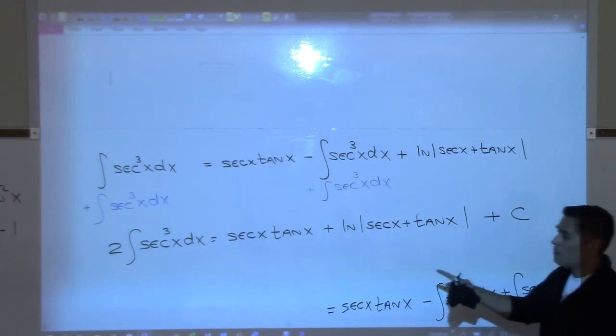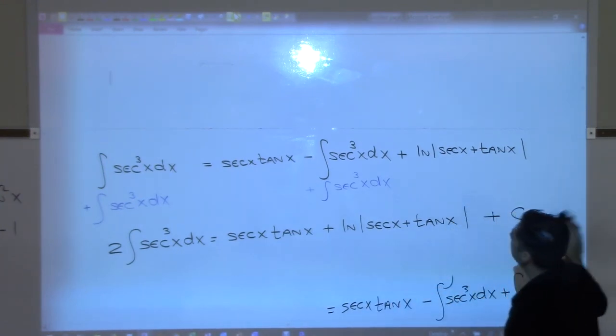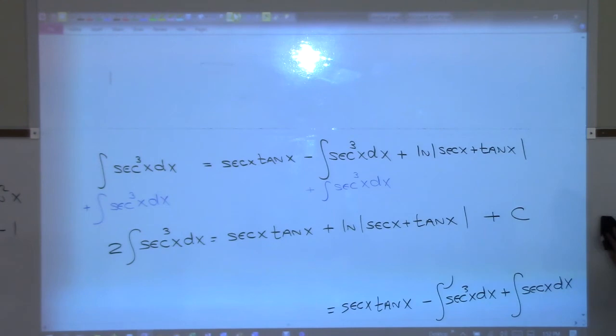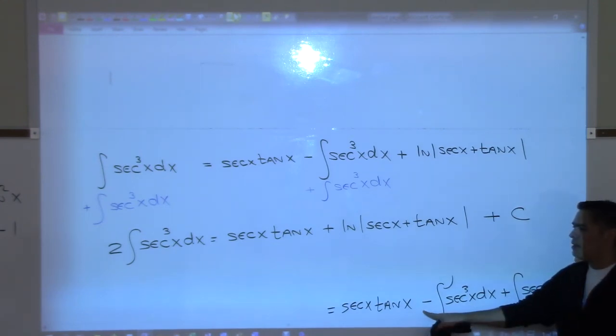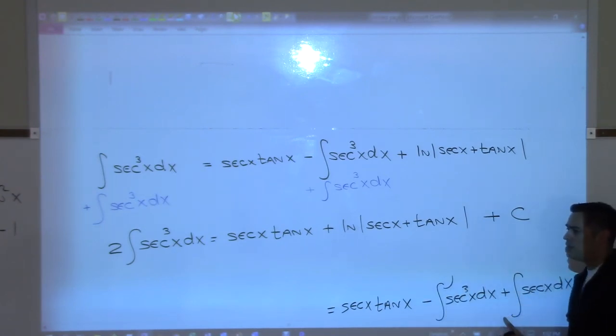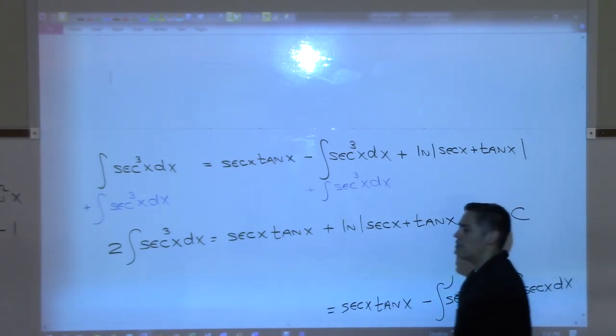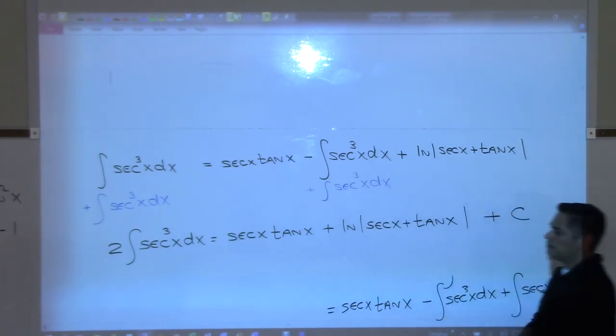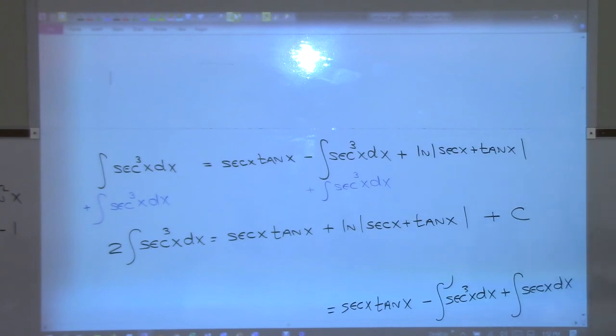Pardon? Don't you carry the negative over? What negative? Natural log, secant plus tangent x? No, what negative? Right there. Oh, right here. There was a negative in front, but then there was a subtraction inside, so it went in and became a plus. Yeah, because we replaced tangent squared with secant squared x minus 1. Yeah, I see what I did. One more step and we're done.